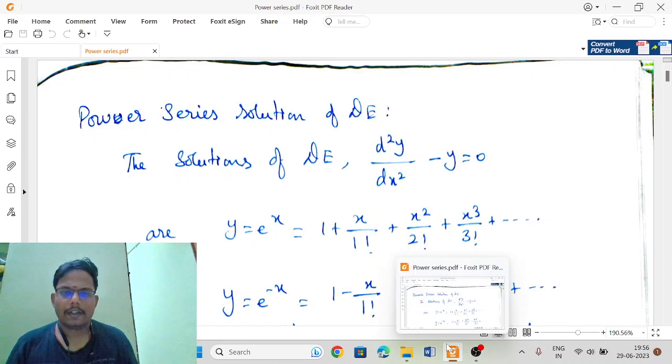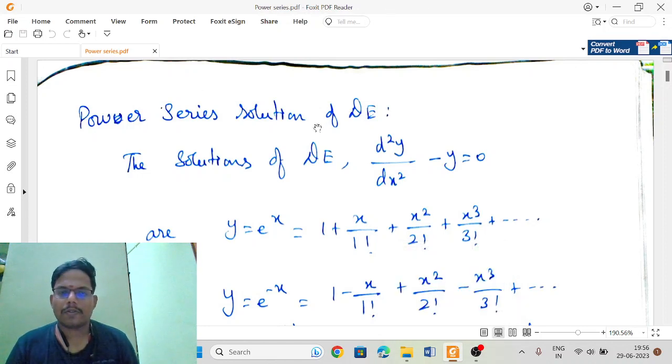Hi everyone, and today we will be discussing power series solution of a differential equation. As you know, if we have a simple differential equation, we used to express the solution in the format of exponential and trigonometric functions, since in most cases we get a solution with an exponential function.